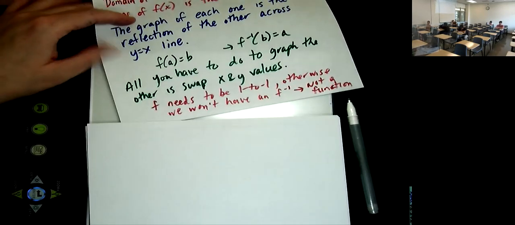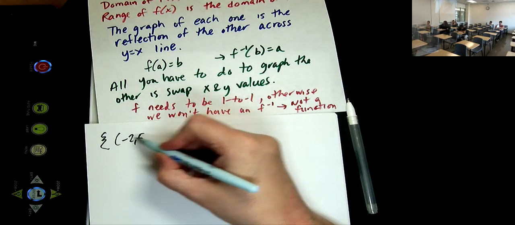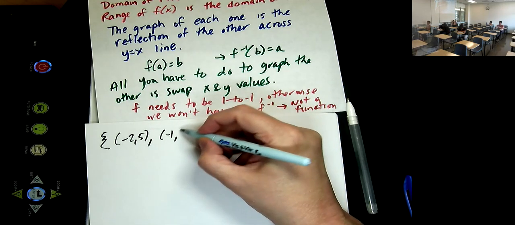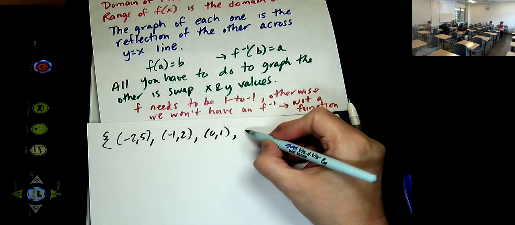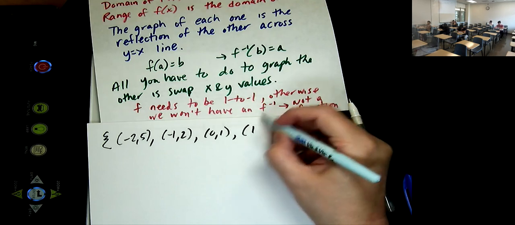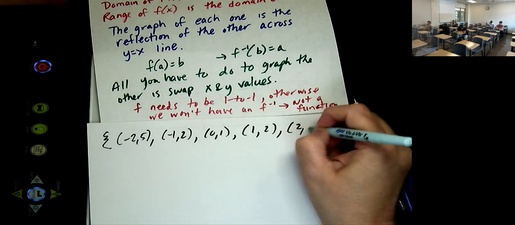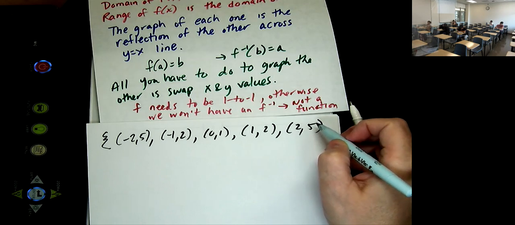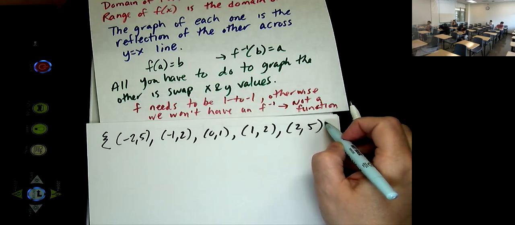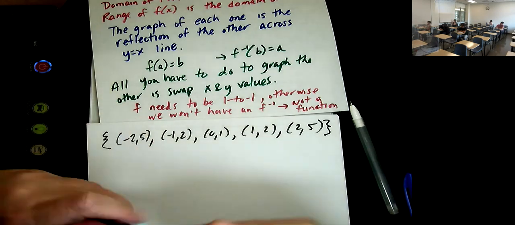So if they give you a set of points: (-2, 5), (-1, 2), (0, 1), (1, 2), and (2, 5). I have to go through to find out if I can find an inverse.